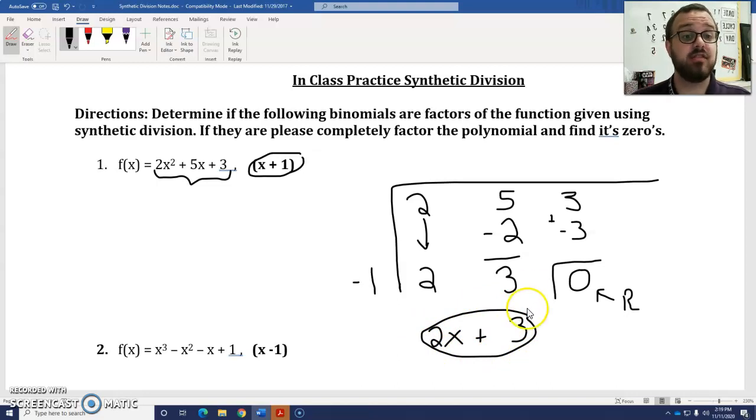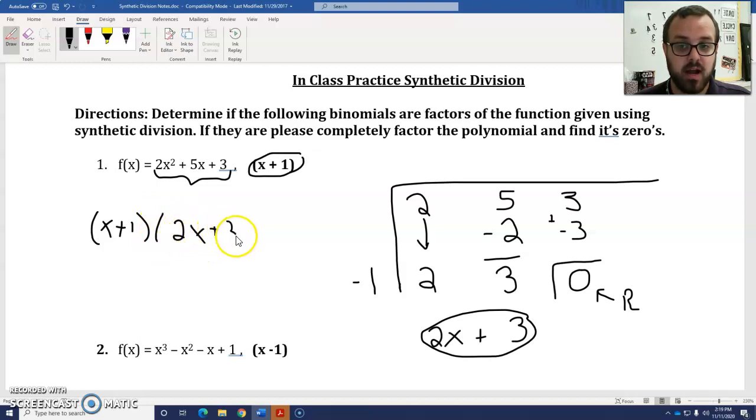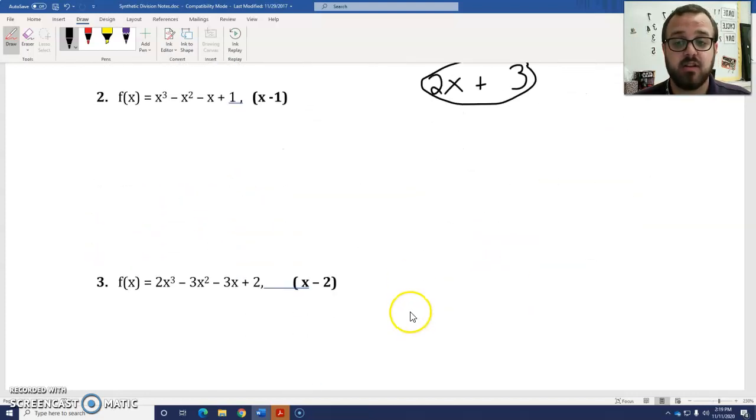Now, when you do synthetic division, if you get a remainder, like a remainder of 1 or 2 or whatever it is, that means that this was not a factor. If you don't get a remainder, like we don't have a remainder here, that means that x plus 1 was a factor of this, and I actually can write them out. X plus 1 times 2x plus 3 is another way I could rewrite the 2x squared plus 5x plus 3. Basically, I factored it into these two factors, okay? Let's look at another example.